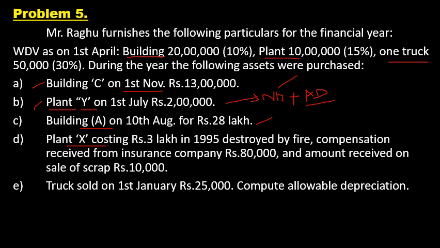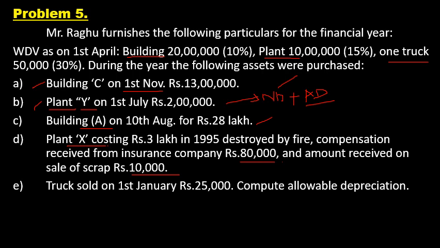So the compensation received from the insurance company is considered as a selling price, together with the sale of scrap. 80,000 is the amount received from the insurance company, and another 10,000 is received from the sale of scrap. Together 90,000 is called the selling price of plant X, which means there is a sale or transfer under the category of plant.